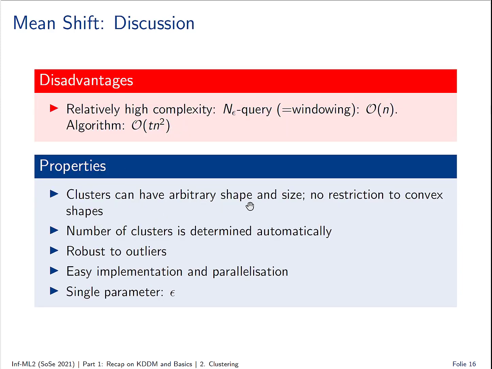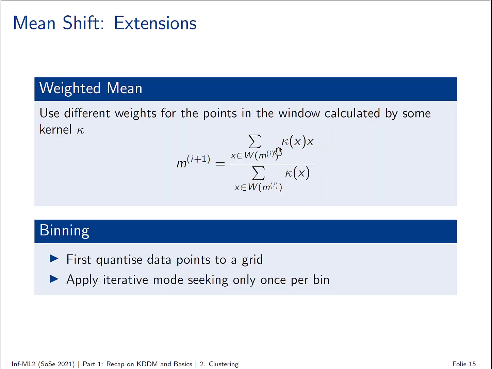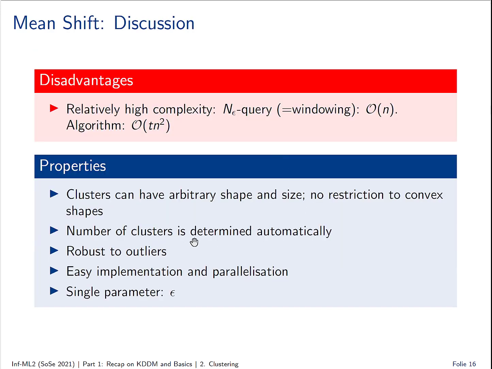The clusters can have arbitrary shape and size, and there's no restriction to convex shapes, even though it seems to be the case here a little bit, but that's not the case in the general form. Also, the number of clusters is now determined automatically, because we're just grouping the points that have the same basin of attraction. It's also robust to outliers, because those outliers will have a different mode, a different basin of attraction. Maybe they don't share their basin of attraction with anything else, so they are marked as outliers, as singleton clusters.